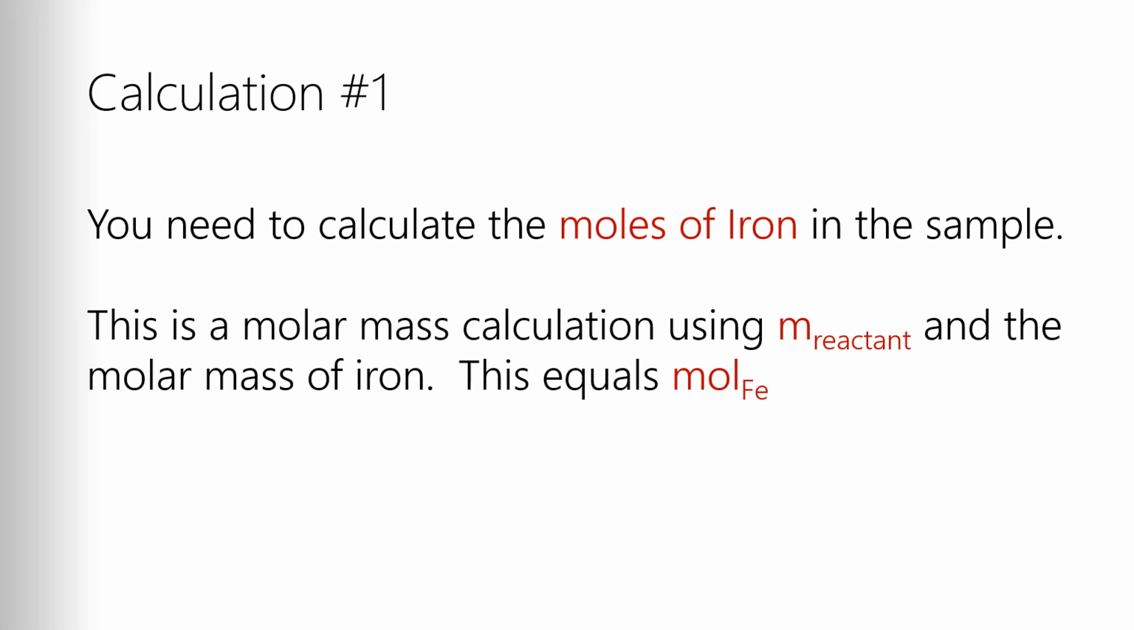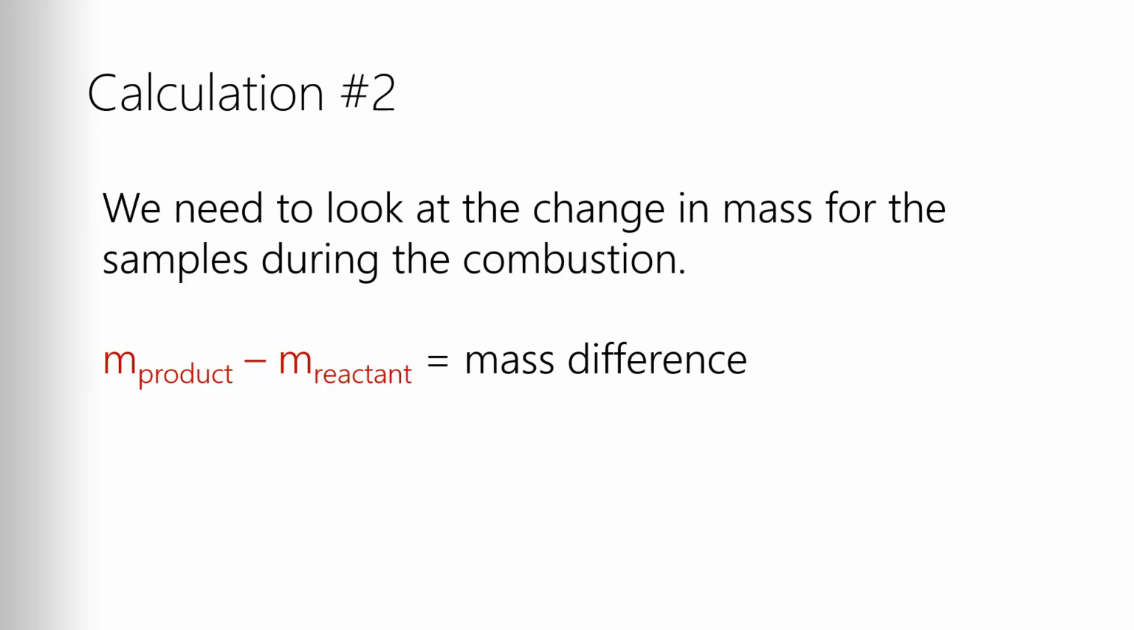So to do this, it would be a straightforward molar mass calculation. You have to figure out the molar mass of iron, which you get from your periodic table, and then you have your mass of your reactant, and it's a straight grams to moles calculation like we've done throughout the rest of the course, right? You're going to take your mass and divide it by the molar mass of iron. That gets us what we call mole sub Fe, or mole sub iron, how many moles of iron I started with.